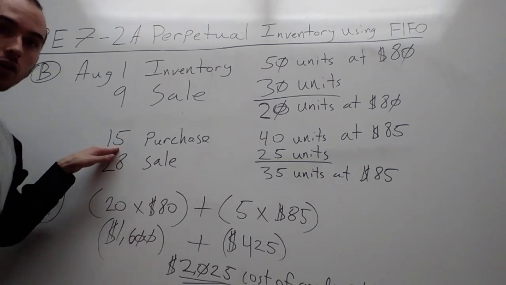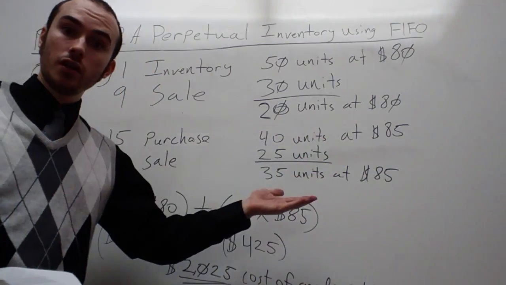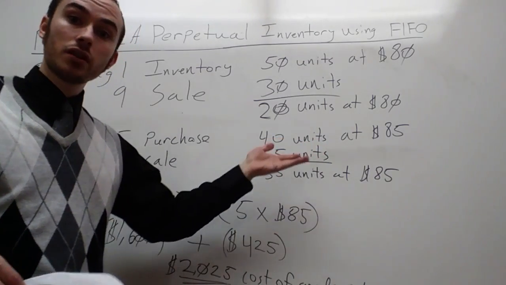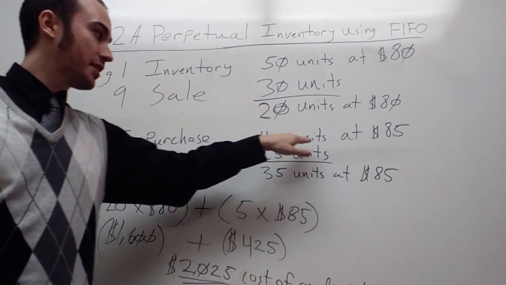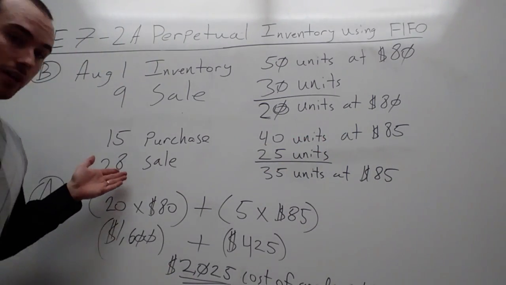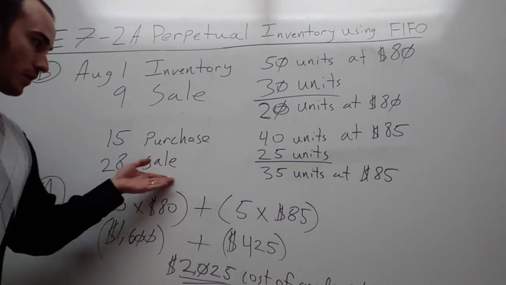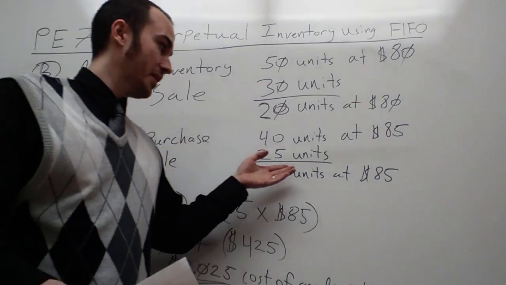Next, on the 15th, we purchased 40 more units at $85, so inflation. This is the same item, same milk, same steaks, but now we're paying $85 a pop for each one. And then on the 28th, we had another sale for 25 units. We sold 25 of these puppies.